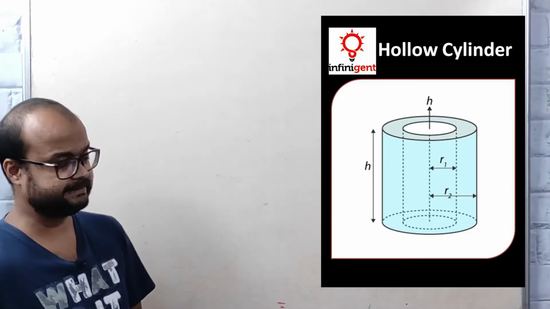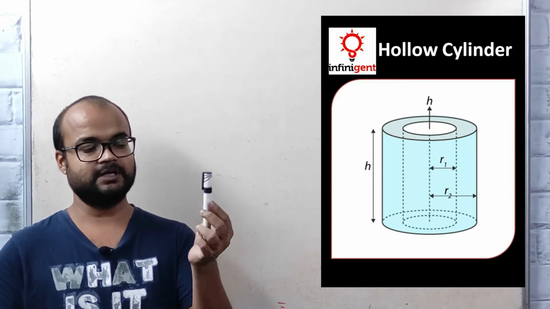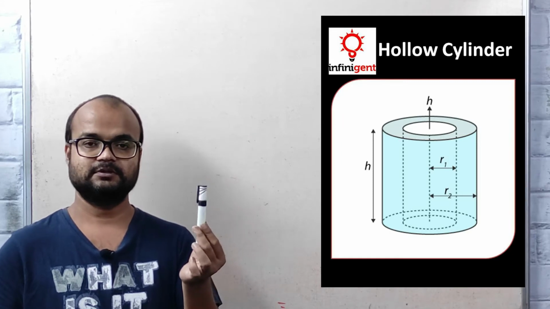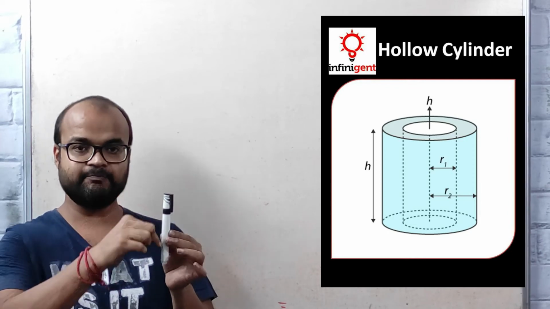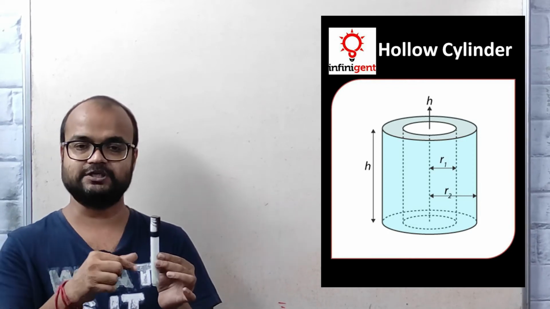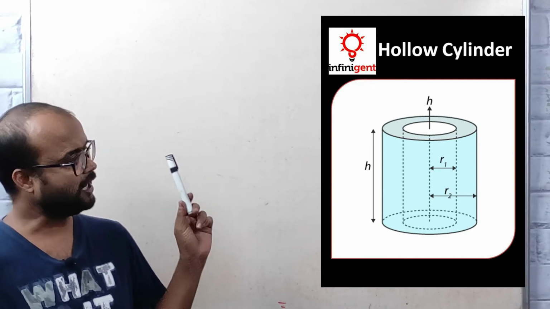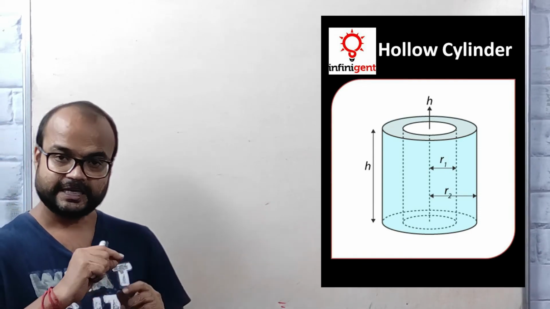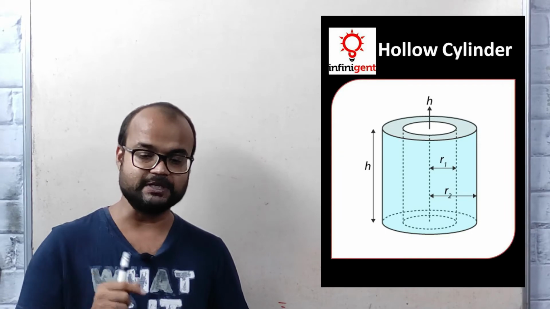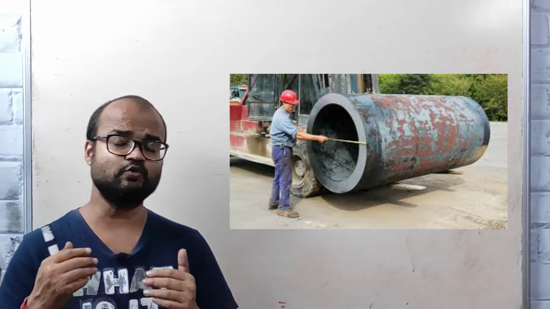This is a hollow cylinder. Hollow cylinder means you can take this example, suppose this marker. This is an example of a hollow cylinder where this entire part is vacuum or empty. So we have two radii, R1 and R2. R1 is the internal radius and R2 is the external radius, but the height remains the same. So there are too many objects we come across which are examples of a hollow cylinder.